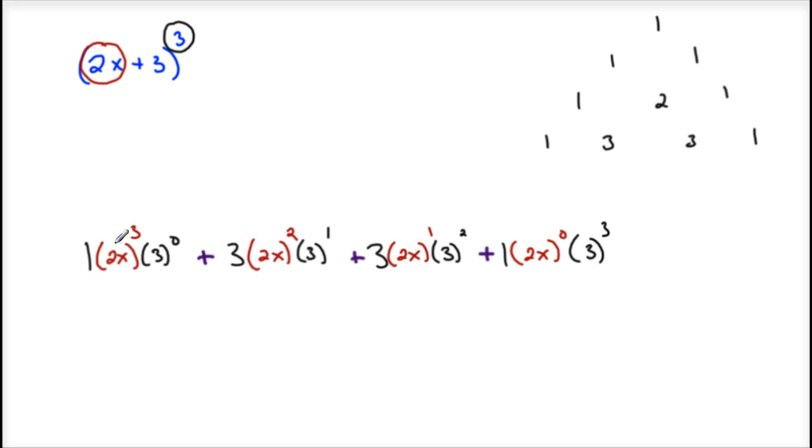This is 2x cubed. So 2 times 2 times 2, 8x cubed. That takes care of my first term. Second term, I got 3 times 3, which is 9, times 2x squared. 2x squared is 4x squared. So 4 times 9, 36x squared. Plus 3 squared, 9. 9 times 3, 27. 27 times 2, 54x. Plus, this all simplifies, leaving me with just 3 cubed, which is 27.